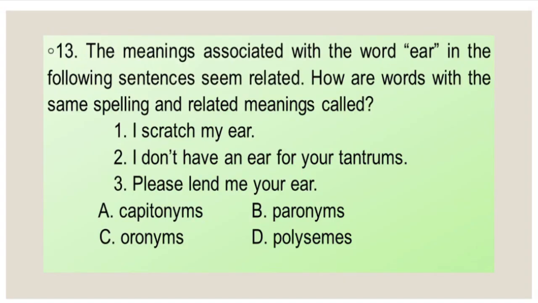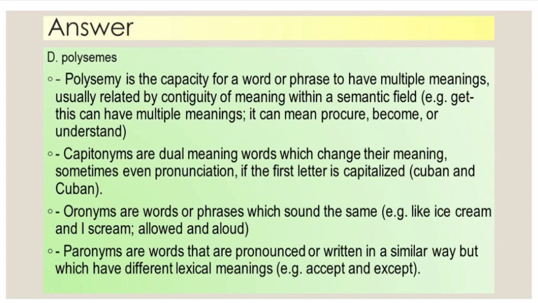Number 13. The meanings associated with the word ear in the following sentences seem related. How are words with the same spelling and related meanings called? Let's consider the sentences given. They have the word ear. If you think deeply, the word ear there has different meanings in the sentences. What do we call the word ear there? Can we say it is a capitonym? Can we say it's an oronym? Can we say it's a paronym? Or can we say it's a polyseme? I want you to consider polysemy, capitonyms, oronyms, and paronyms.